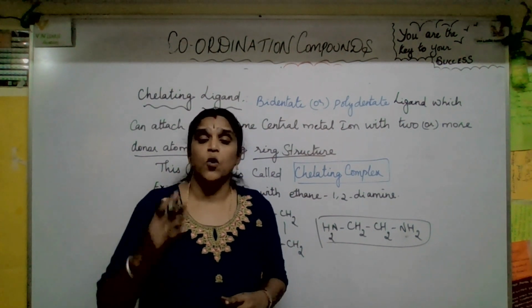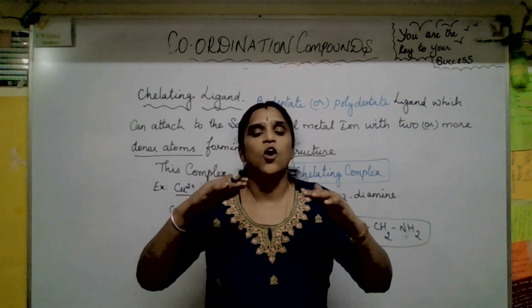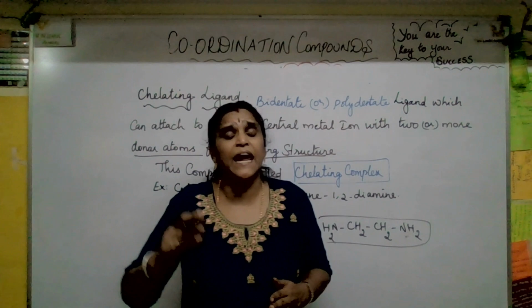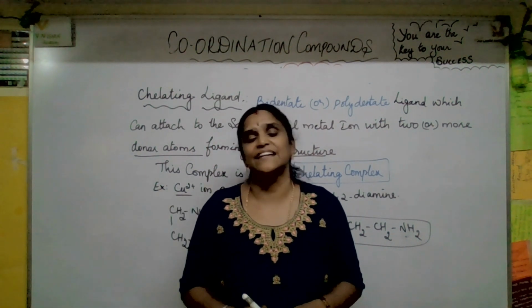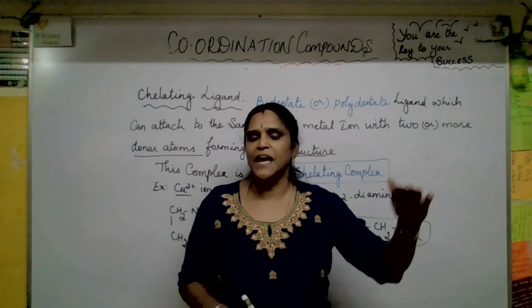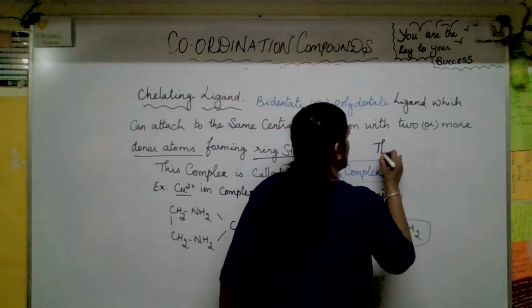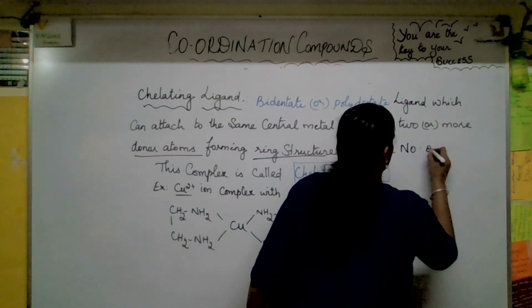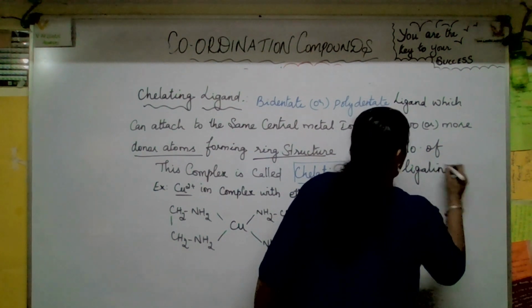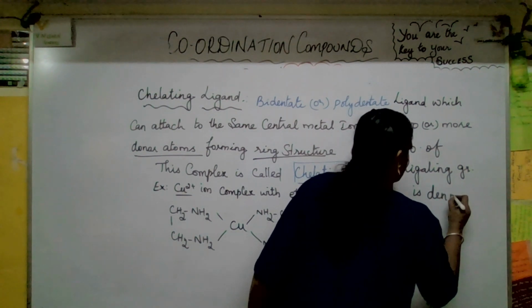As we are mentioning monodentate, bidentate, tridentate, tetradentate, polydentate, like that, all those dentates, no? So the number of ligating groups is called denticity. That is the name we have mentioned: mono, di, tri, poly, like that. So the number of ligating groups is called denticity.